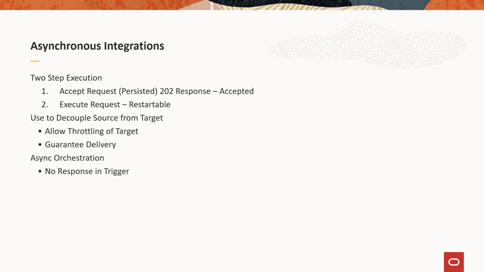And the key to this was async. We guarantee persisting the data and guarantee delivery. If an error occurs, the integration can be restarted and resubmitted if the error is perhaps a temporary glitch in the target. So async integrations are really your preferred way of doing guaranteed delivery.